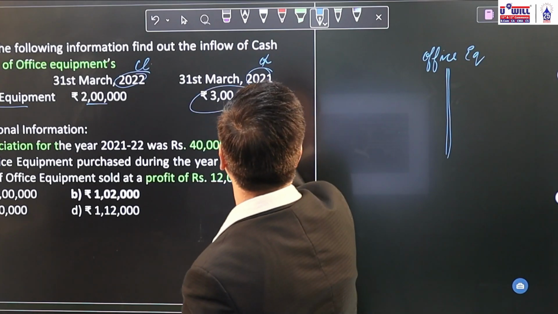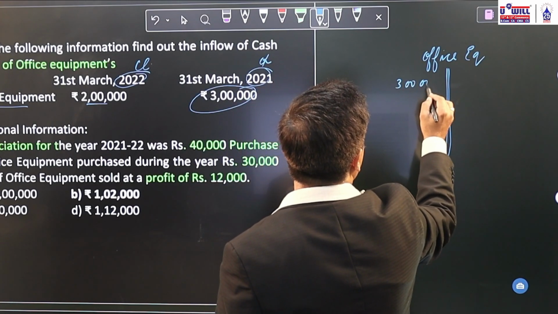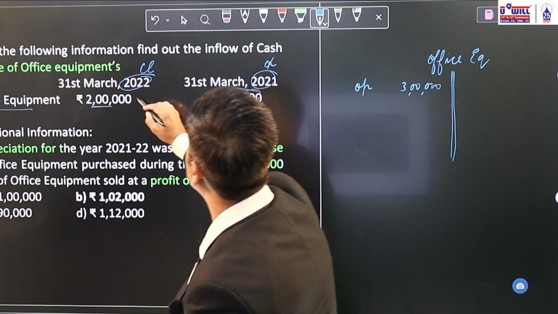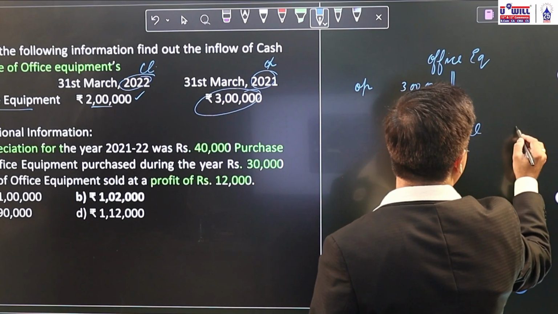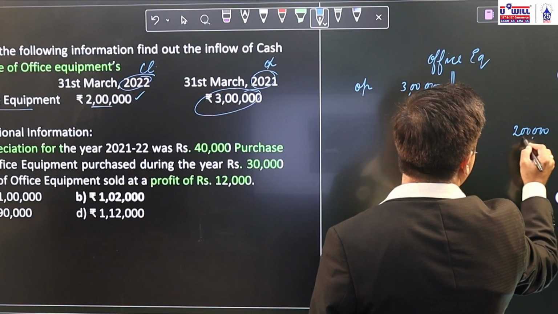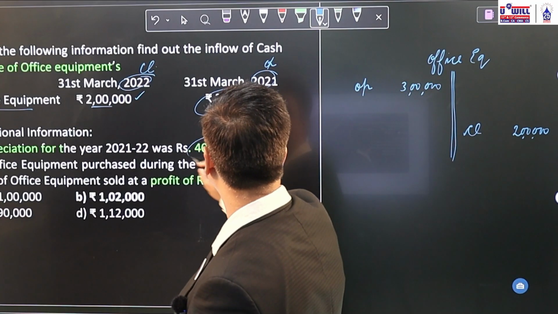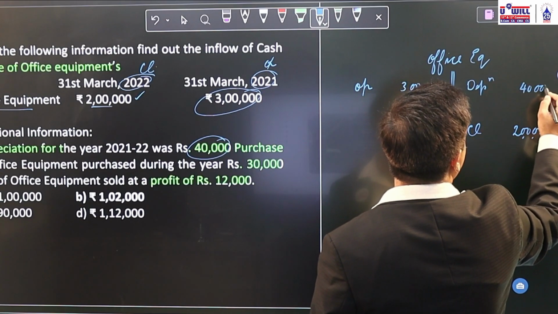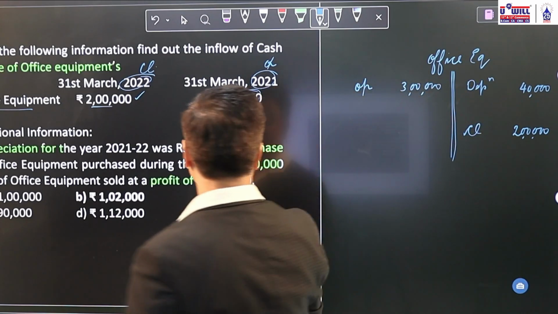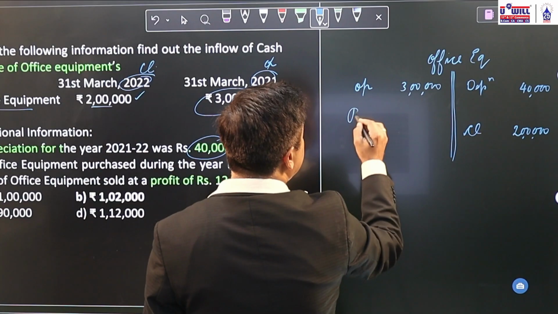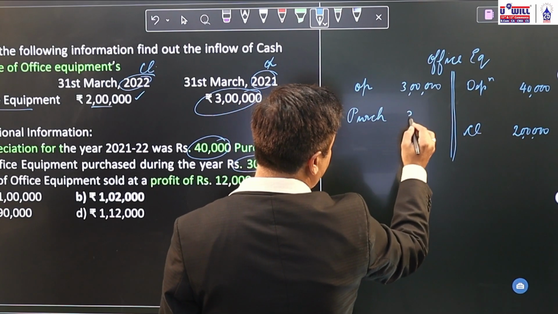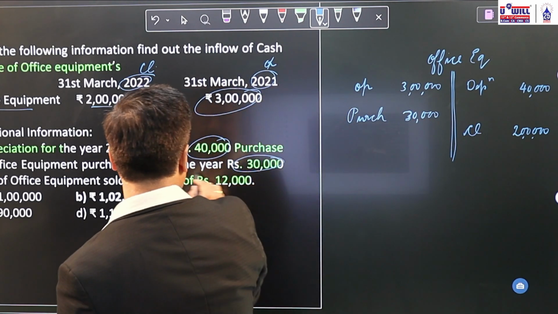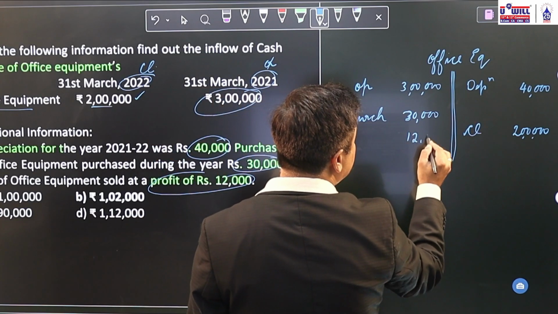that this opening balance 3 lakhs will come on the debit side. Closing balance 2 lakhs will come on the credit side. Depreciation of 40,000 will come on the credit side. Purchase of equipment of 30,000 will come on the debit side. And profit of 12,000 will also come on the debit side.